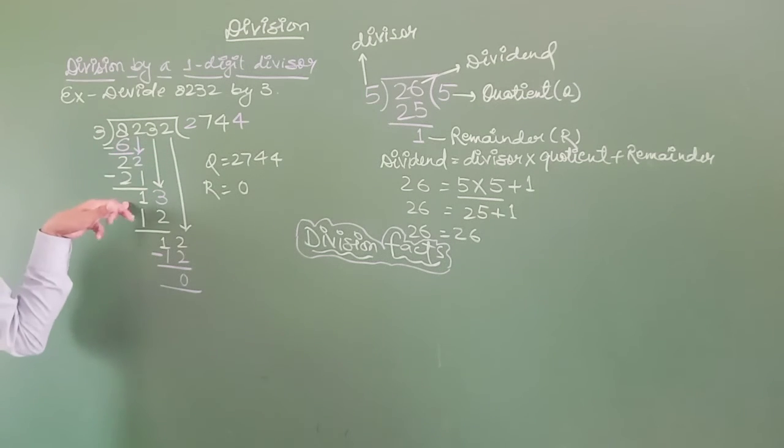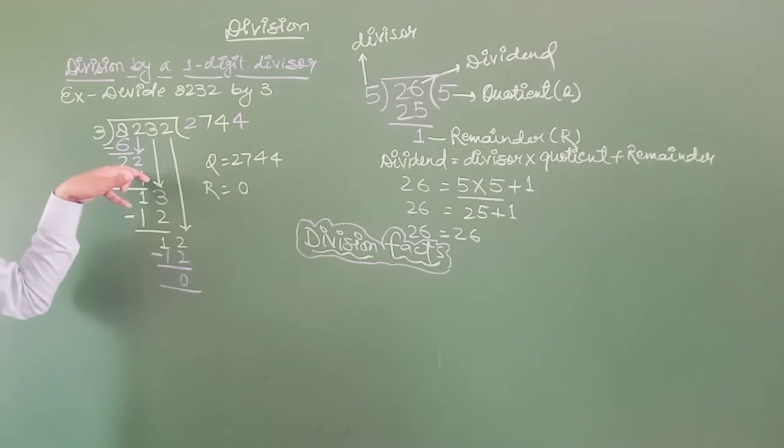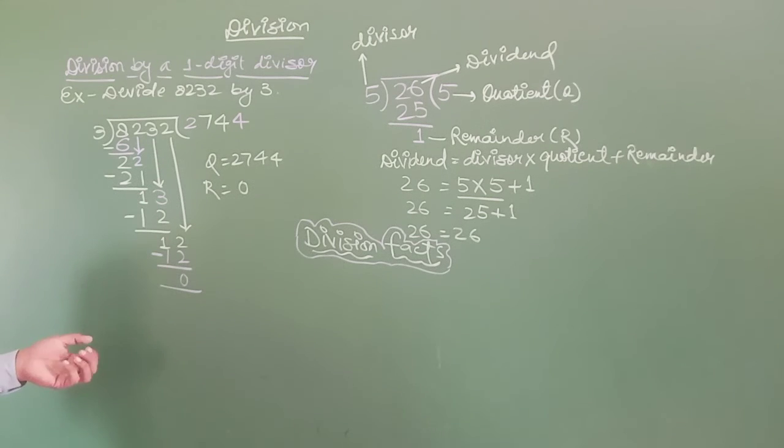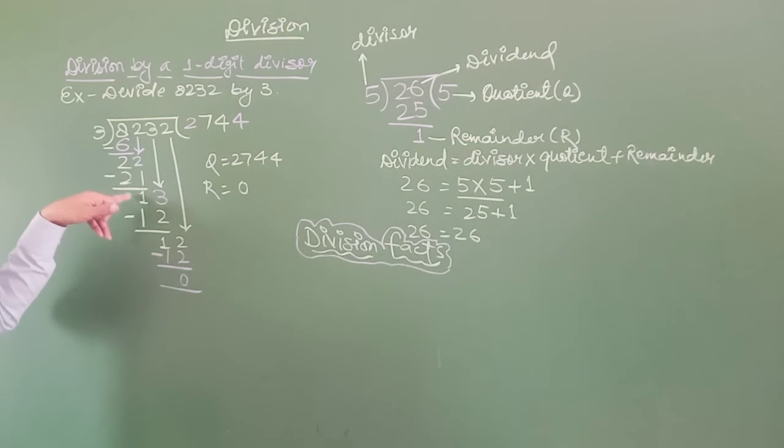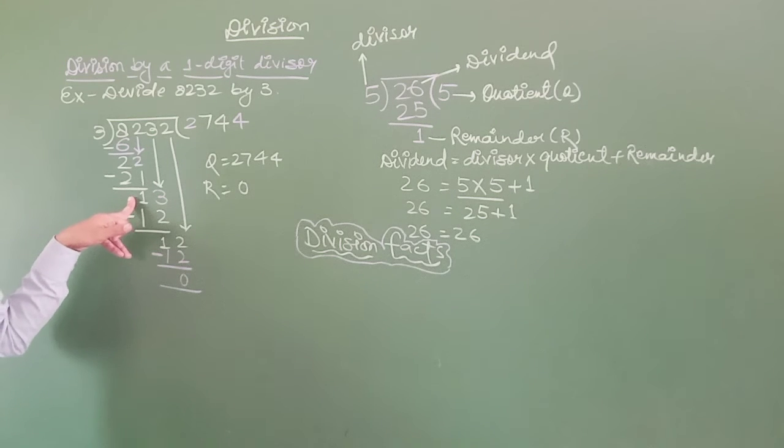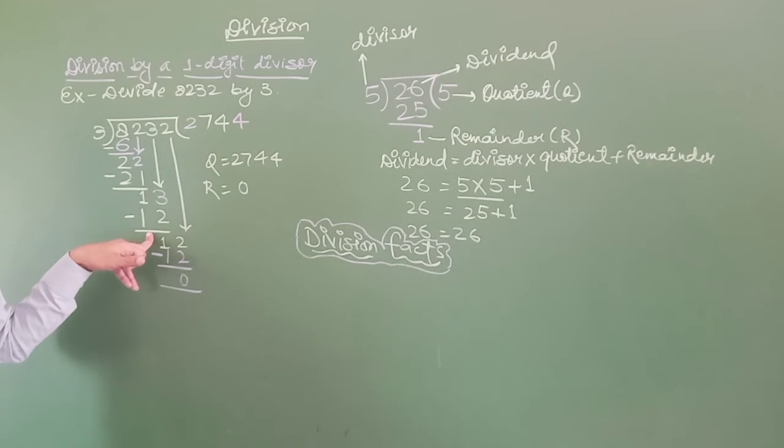In step 2, bring down 2 from the hundreds place of the dividend and divide 22 hundreds by 3. From the table of 3, 3 multiply 7 is equal to 21 and 3 multiply 8 is equal to 24. 24 is greater than 22 but 21 is less than 22. So take 3 multiply 7 is equal to 21. Write 7 in the hundreds place of the quotient, and 22 minus 21 is equal to 1. Write 1 as the difference.